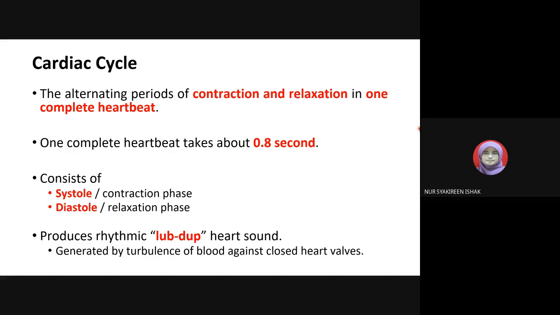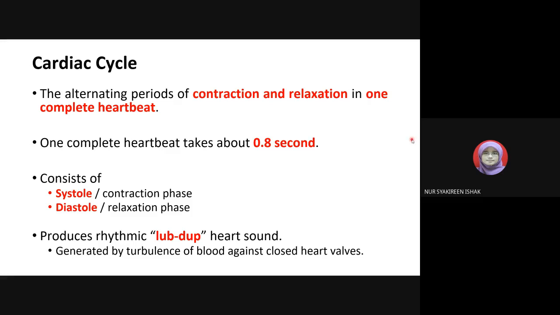Cuba kira untuk 1 minit, what is the average heartbeat for 1 minute? Can anybody figure out? Okay, around 72 to 75. Okay, around something like that. So that is the normal resting heartbeat of an average person.